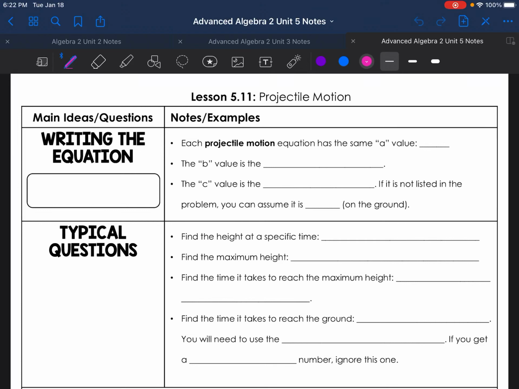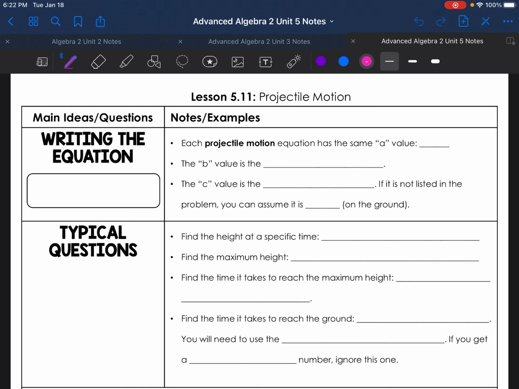Hey guys, in this video we're going to be doing the last lesson of our notes, which are real world problems. And we typically refer to those as projectile motion questions because we're projecting an object in the air. Typically all of the real world problems or the word problems you see are going to be tossing or launching an object in the air. And all of these follow the same pattern.